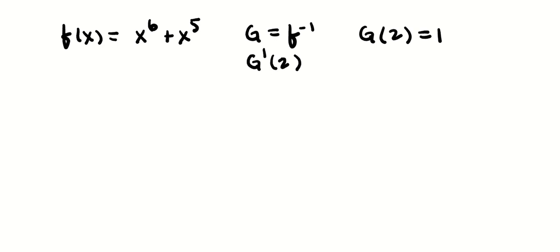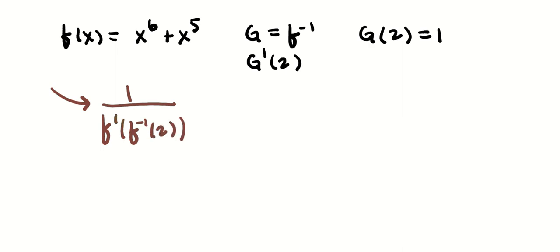Okay. g of 2 is equal to 1 because f of 1 equals 2, right? f of 1 equals 1 plus 1, which is 2, meaning that f inverse of 2 equals 1, so g of 2 equals 1. That's where that came from. Okay, now find g prime of 2. Well, I know that that's going to be 1 over f prime of f inverse of 2. f inverse of 2 is 1 because g is f inverse. And so now I just need to find f prime and then plug in 1.